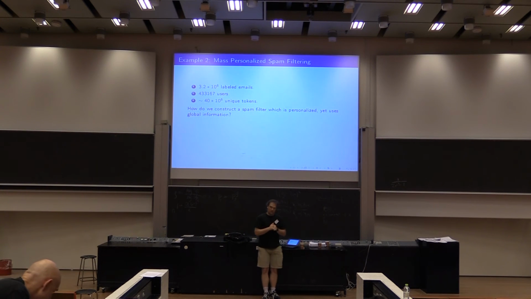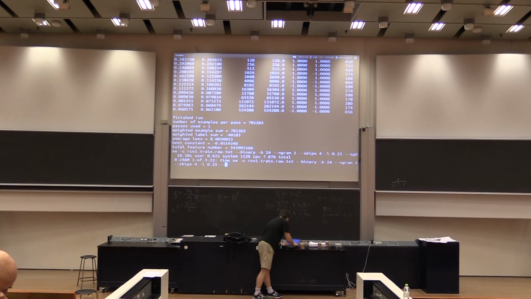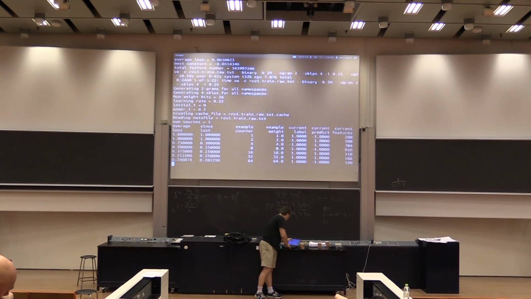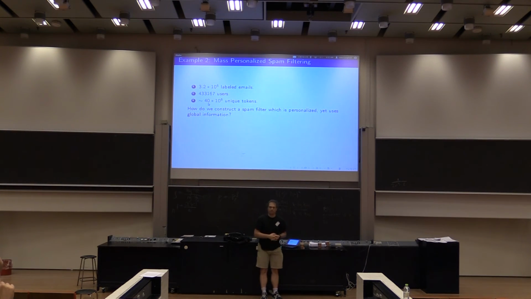Now the question is, how do you construct a personalized spam filter? Dealing with a 40 million dimensional space is pretty easy. I could easily change this to be, so that's 2^24 is 16 million, so I can make this 26, and it will go, right? And then we'll learn essentially the same function as before, slightly better, but not negatively so.